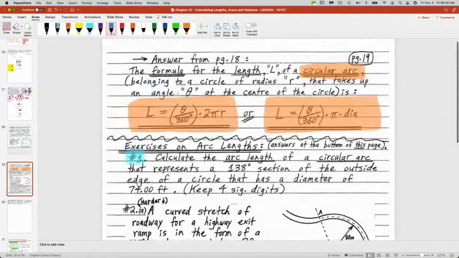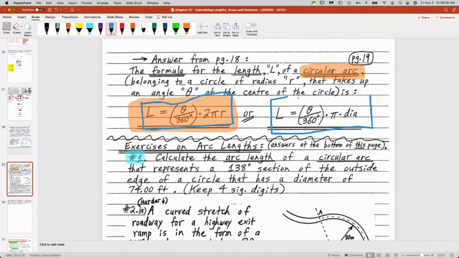So here's the formula. If you want the length of a circular arc, this formula appears here. And of course, you can also write it in terms of the diameter. We talked about the area of a sector already, and we're just focusing on arc length here. Oh my goodness, that was the worst line ever. There we go.